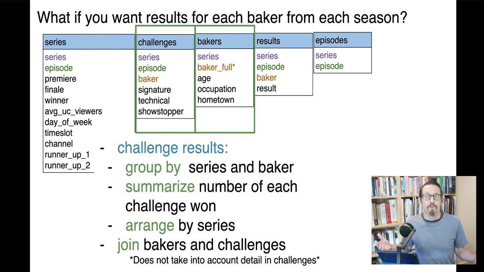So here's a different task for you. What if we want to understand the results of the challenges once we do that? So we've used the thing we just did. We now have a composite table which contains both challenges information and bakers. Now we need to operate on that. We want to find out how many challenges each baker in the series won.